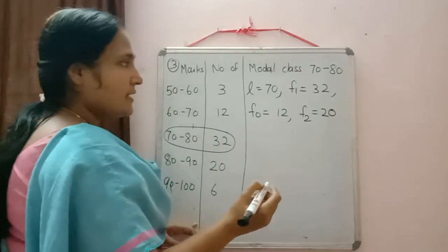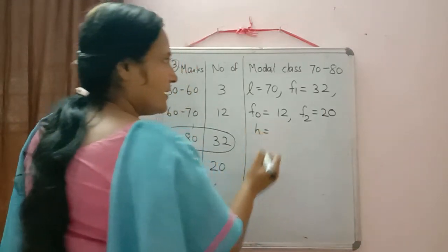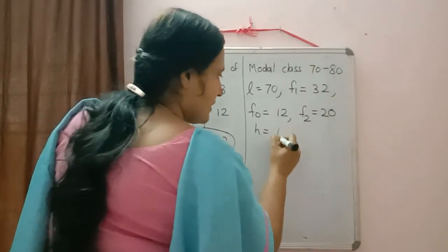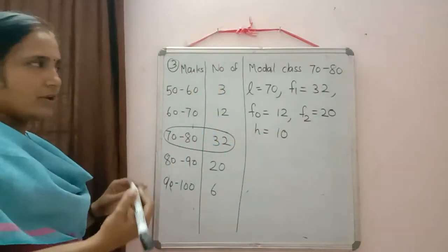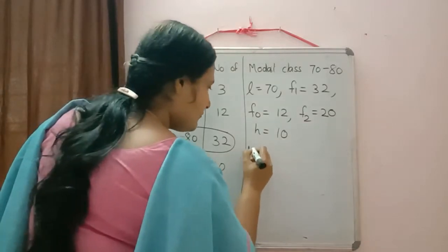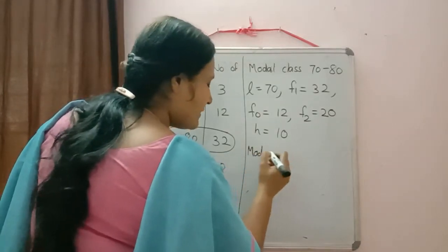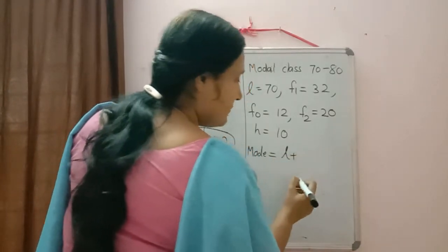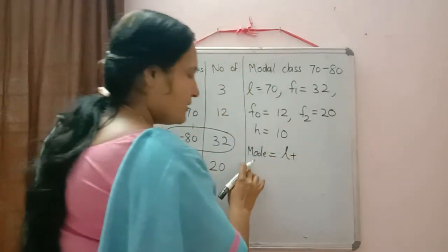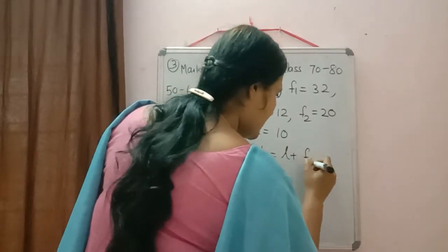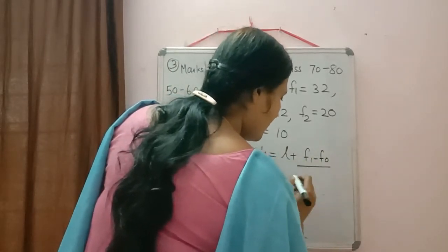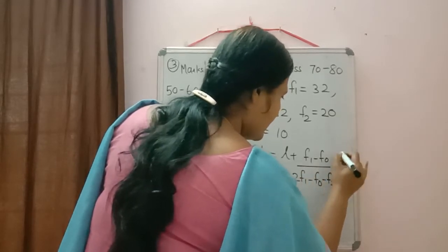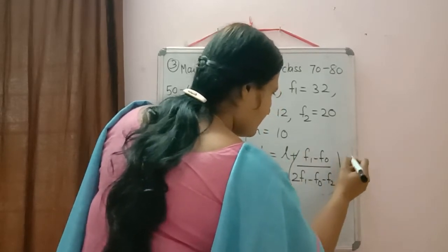Then what is the thing needed? Yes, H is required there. H is equal to 80 minus 70, so that will come equal to 10. So we got all the values. Now write down the formula. In this way, if you write the formula, then you will learn the formula. You don't need any extra time to learn all these formulas. So mode is equal to L plus (F1 minus F0) by (2F1 minus F0 minus F2) into H.